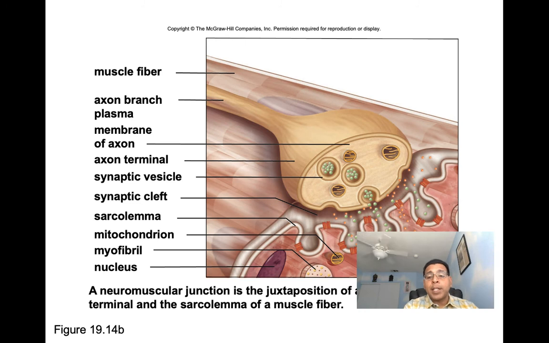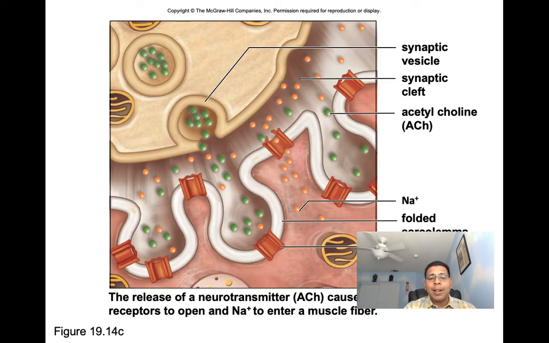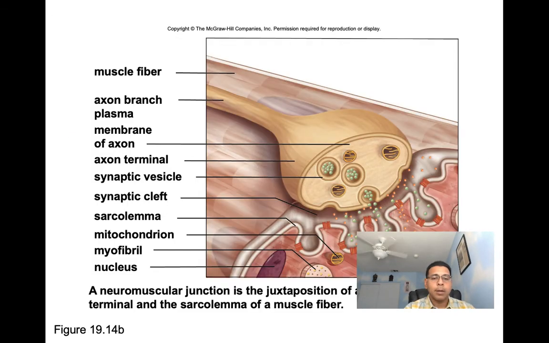Now we talked about the action potential. The action potential then is going to travel along the sarcolemma and dip down into the T-tubules, allowing calcium to be released. So here we could see skeletal muscle contraction in its entirety. So let's look at everything in greater detail.